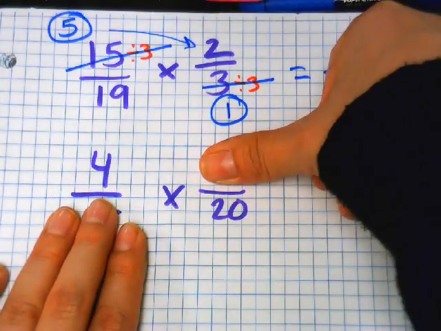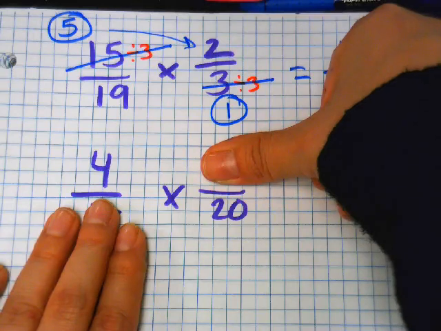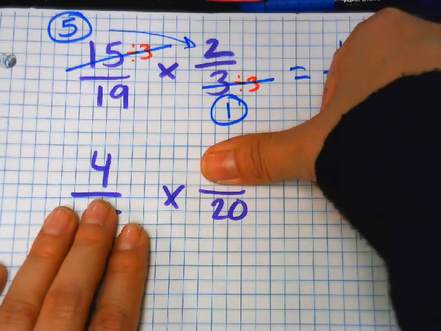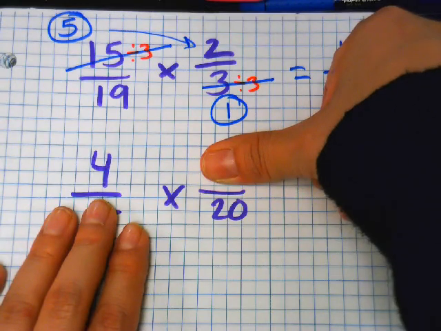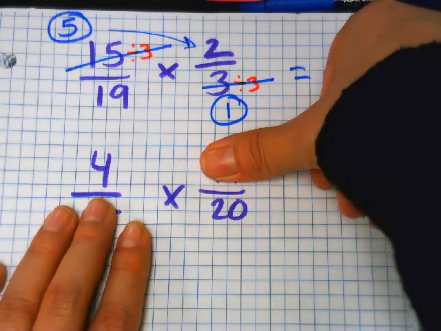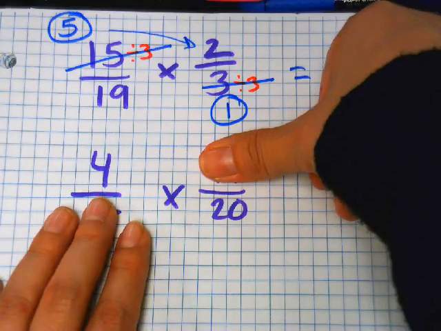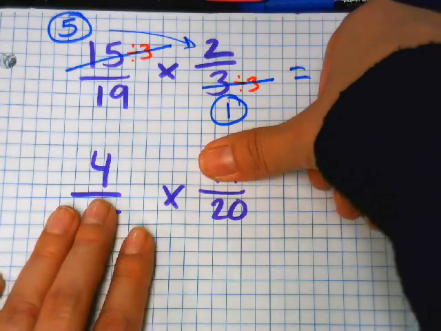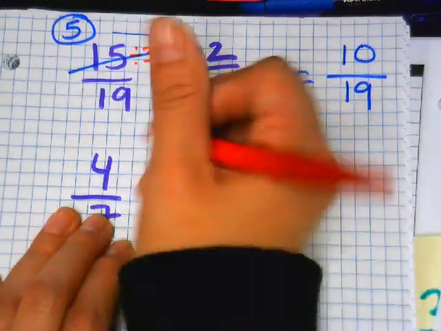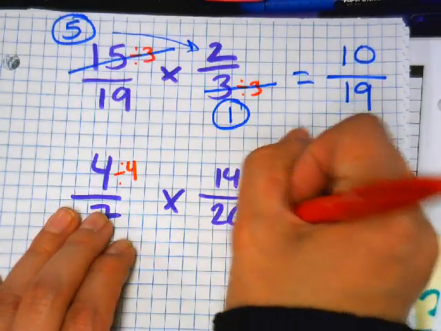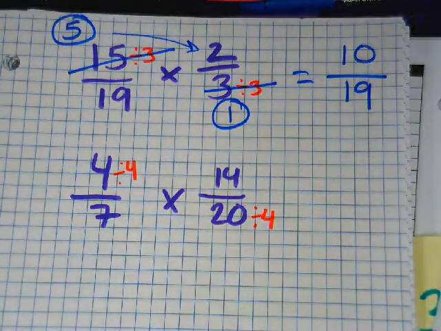Can I simplify 4 and 20? Yes. What can I divide 4 and 20 by? 5? No, 4 would be the best. I can't divide by 5. I can divide by 4. Can I divide by 2? Yes. It works. But 4 is so much better. So, divide this by 4. Divide this by 4. Get some answers written down before I come back.